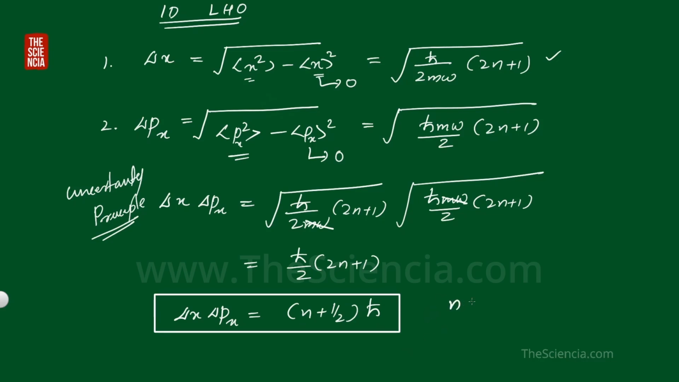where the n value is equal to 0, 1, 2, etc., that is, the states. So the lowest uncertainty is for the ground state. If the particle is in the ground state and you are measuring its position and momentum, then the uncertainty will be minimum, that is half h cross. If it is in the first excited state, then it will be 3 by 2 h cross. That is, the uncertainty becomes more and more as the n value increases.